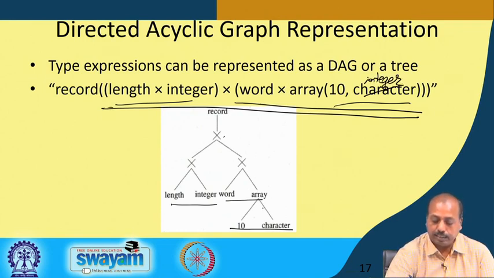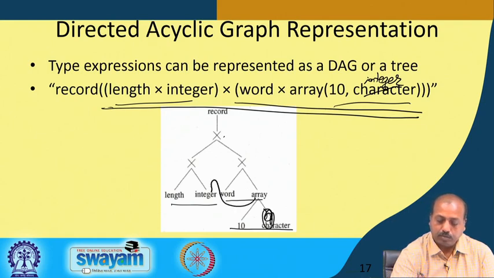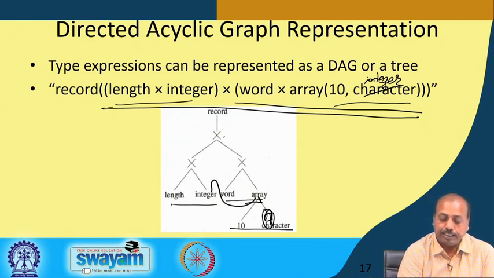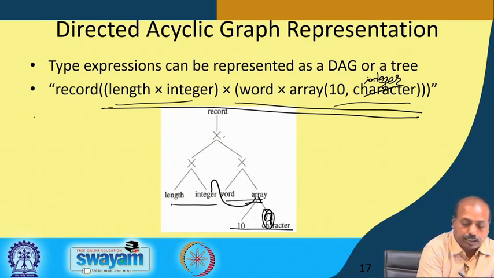If that is an integer, then this link, instead of going here, can point to this. Okay, so the second link of the array, instead of going there, may point to something like that. This way I can have a directed acyclic graph. So that is not a tree now, because of this node. The overall structure is like this: record.